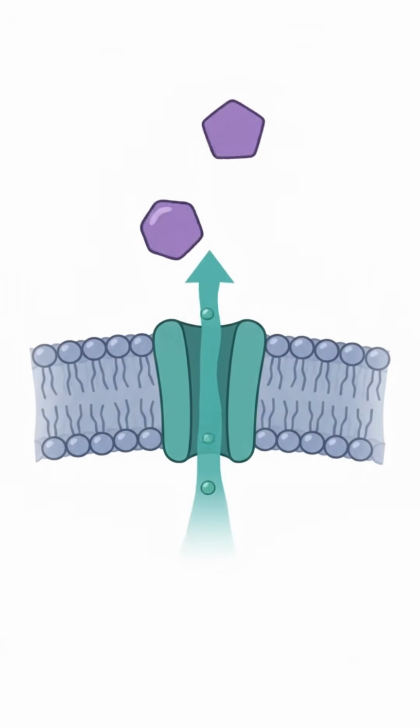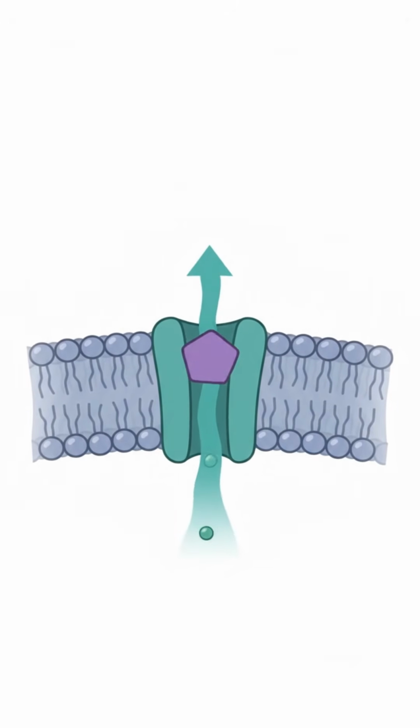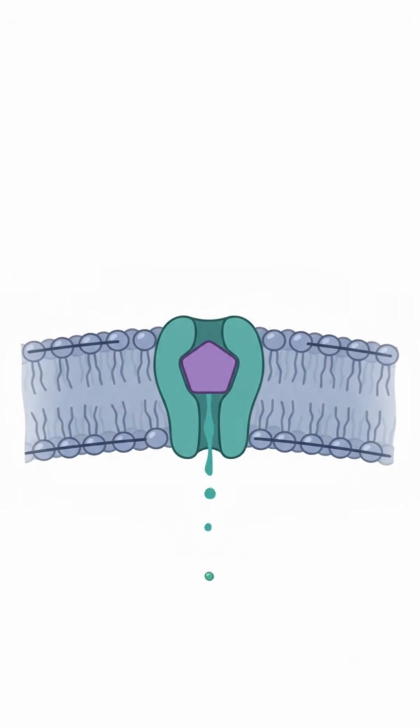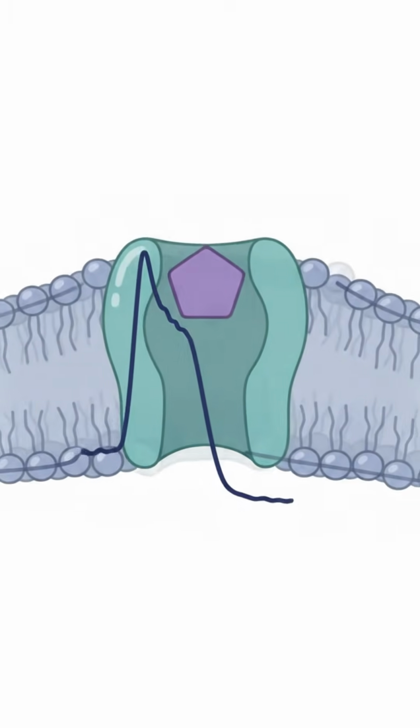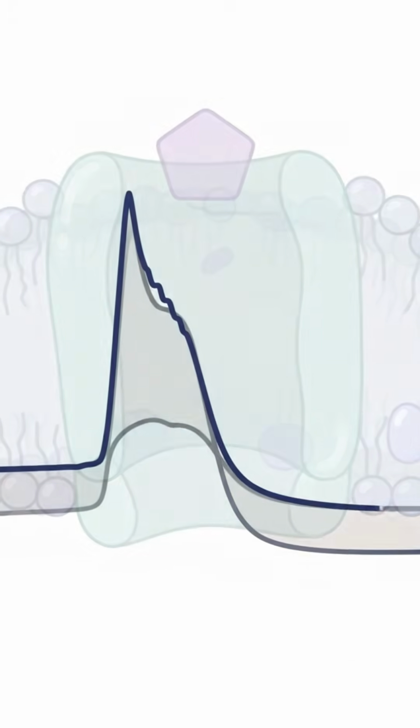This is where Class 3 antiarrhythmics step in. They bind potassium channels directly and block that outward current. With less potassium leaving, repolarization stretches out. Phase 3 takes longer. And a longer phase 3 means a longer refractory period.